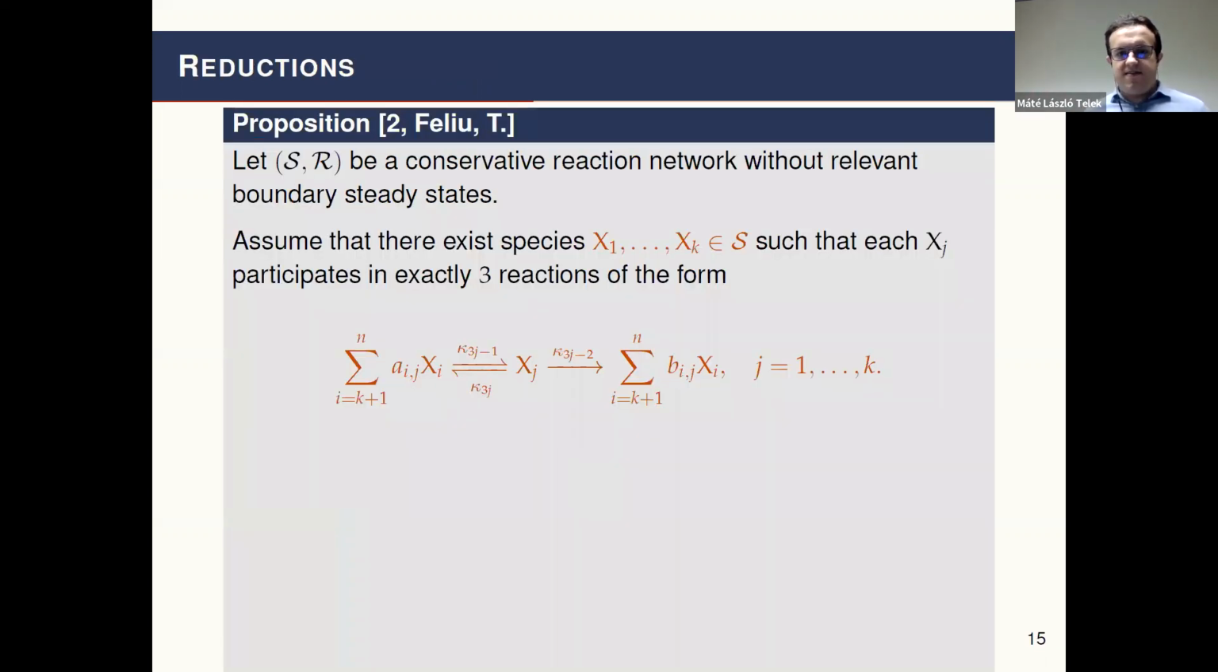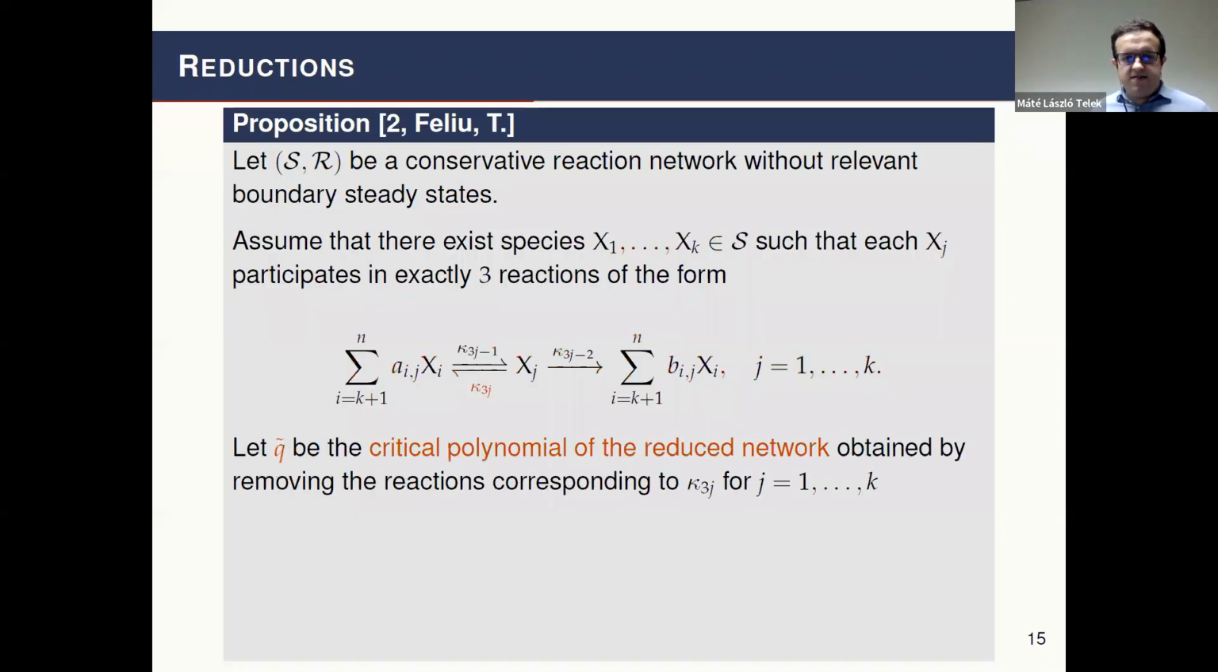So here is a quite technical proposition. Here I assume that there are species in the network, x1 up to xk, that are participating in exactly three reactions of this form. So remember, these are exactly the reactions that we had before here.